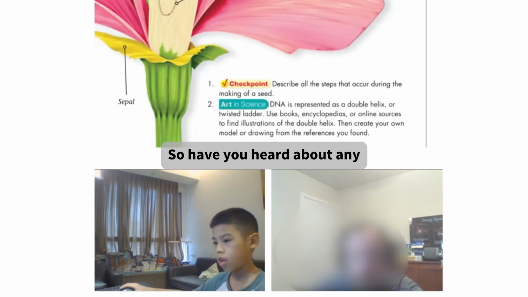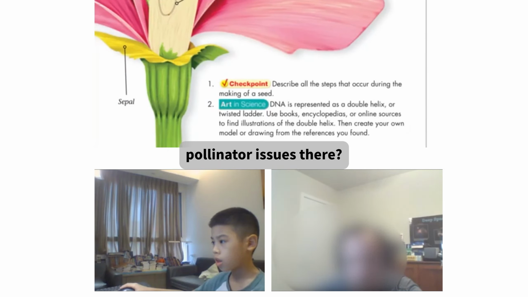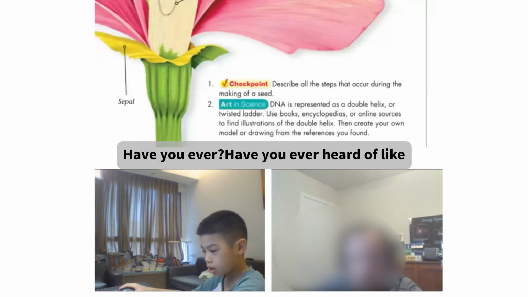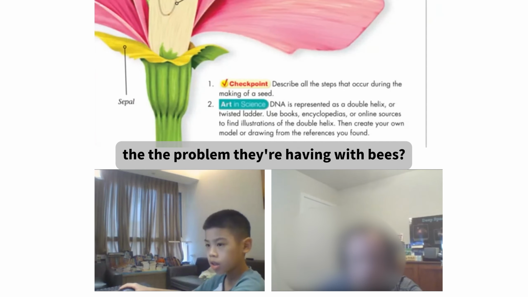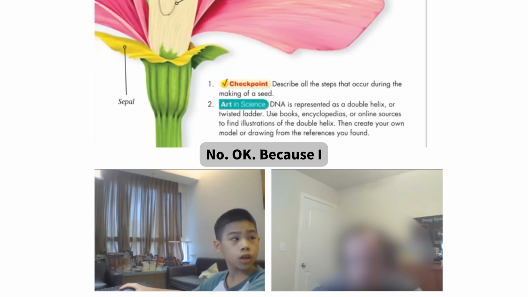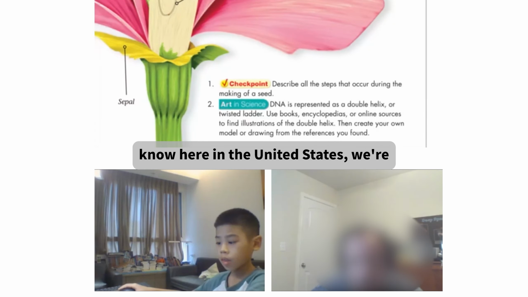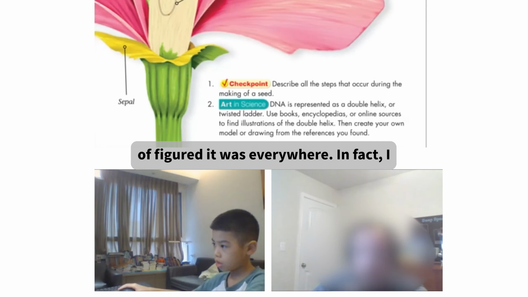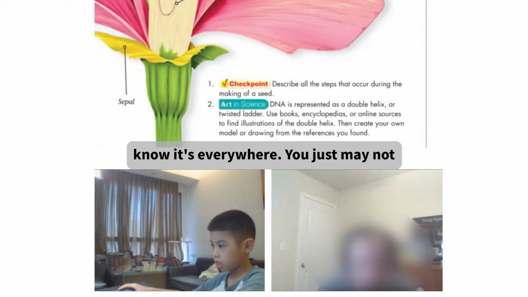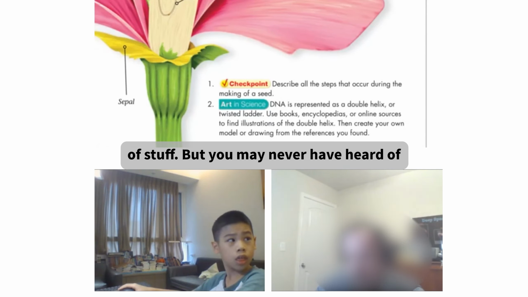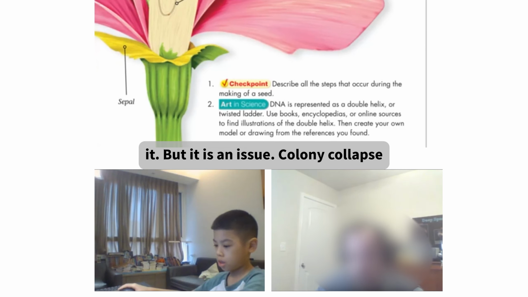So, have you heard about any pollinator issues there? Have you ever heard of the problem they're having with bees? No. Okay. Because I know here in the United States we're having a problem with it. I kind of figured it was everywhere. In fact, I know it's everywhere. You just may not have heard of it. I hear of it because I'm a science geek and I like that type of stuff. But you may never have heard of it. But it is an issue.